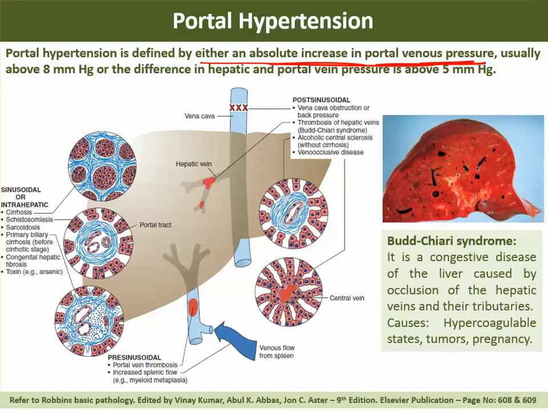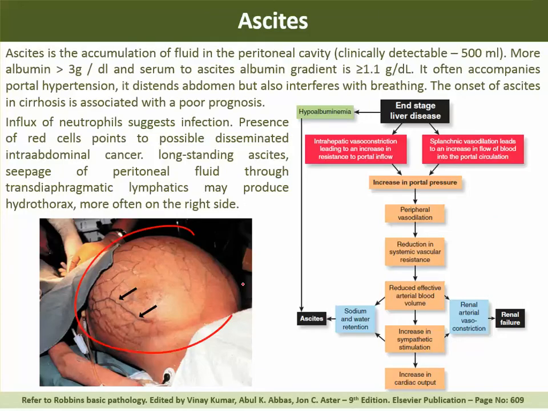Another cause is occlusion of the hepatic vein, which is seen in hypercoagulable states, tumors and pregnancy. This is called Budd-Chiari syndrome. You can see the thrombotic block in the hepatic veins, and that will create portal hypertension. And when there is portal hypertension, the patient will develop ascites.